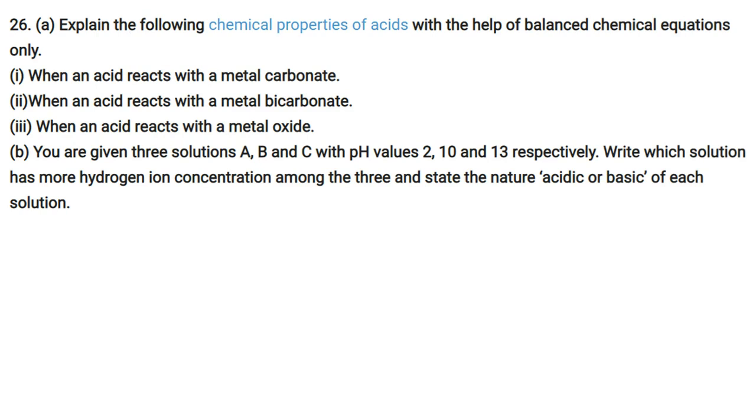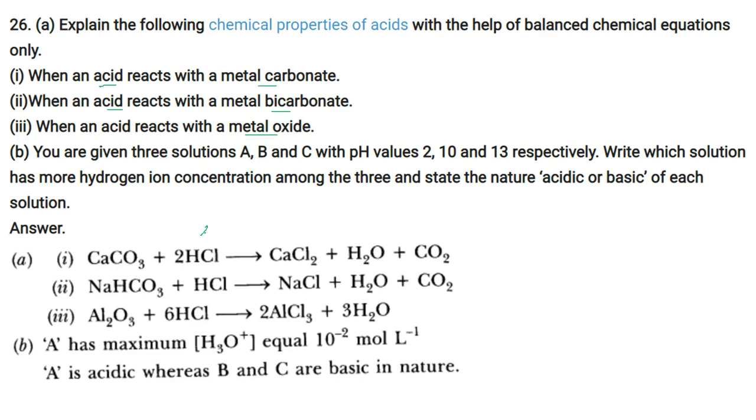Explain the following chemical properties of acids with the help of balanced chemical equations: when acid reacts with metal carbonate, metal bicarbonate, and metal oxide. So we'll see one by one. We are taking HCl. With CaCO3, that is a metal carbonate, calcium carbonate, it gives water and carbon dioxide. When a metal bicarbonate, NaHCO3, combines with HCl, it forms NaCl, H2O and CO2. And when an acid reacts with a metal oxide, this is Al2O3, aluminum oxide, combined with HCl, it gives you AlCl3 and 3H2O.